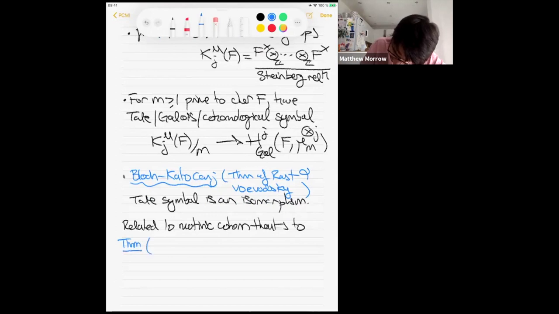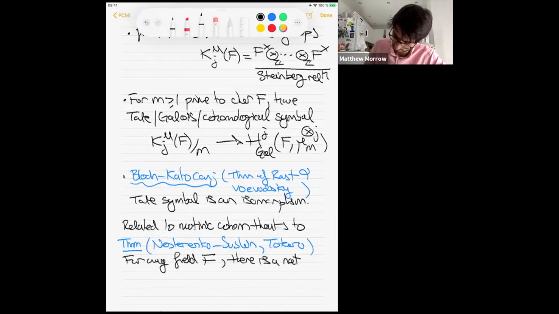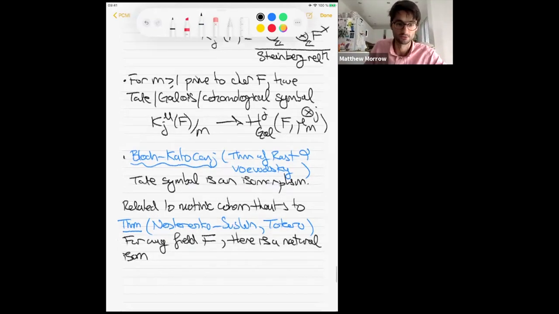So this is a theorem originally due to Nesterenko and Suslin. And there's an alternative proof by Totaro, and there's even an alternative proof, I think, just of the surjectivity by Kurtz and Müller-Stach, stating that for any field F, we can identify a piece of motivic cohomology in terms of this Milnor K theory.